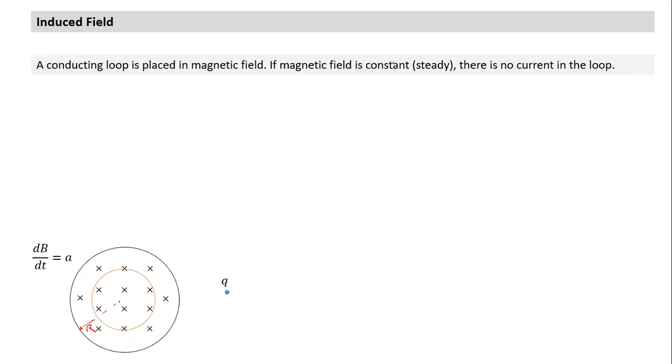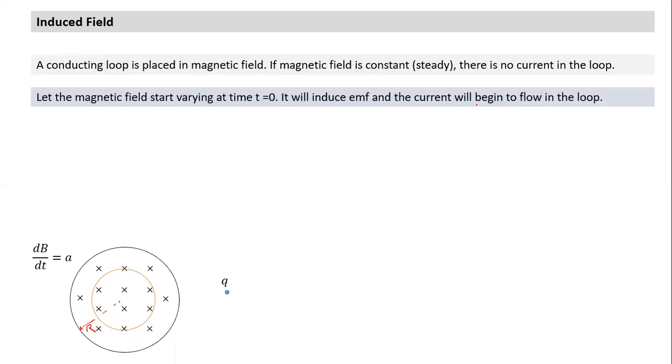If a field is steady, and if we place a loop here, this loop will not have any current. If the field is steady, it makes natural sense why the current will not be there. But if the magnetic field starts varying at some time t equal to 0, how do we vary this magnetic field? We can vary it, if it is a solenoid, by changing the current. If we increase the current, the field will increase. If we decrease the current, the field will decrease. This leads to induced current. We will find the current starts to flow when the magnetic field is changed.